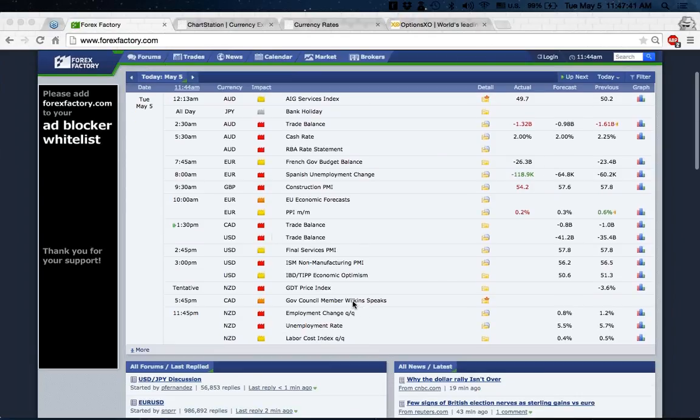We also see announcements coming up, trade balance for the Canadian dollar and also US dollar, followed by non-manufacturing ISM PMIs for US dollar, final services PMI. Also, economic optimism reports coming from the IBD, and also price index for the Kiwi. And also later on, even in the night times, we have the employment change quarterly and unemployment rate for the New Zealand dollar. So Kiwi Aussie is going to be very, very interesting later on in that evening.